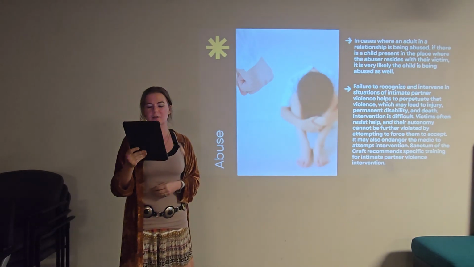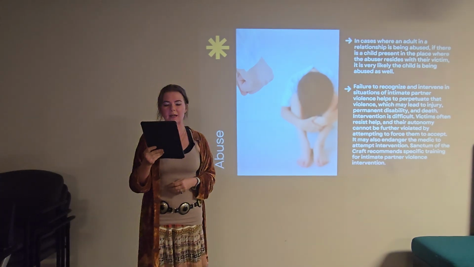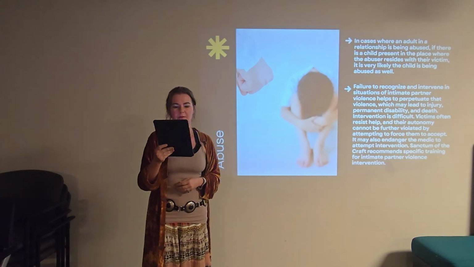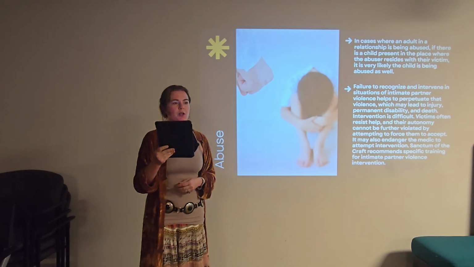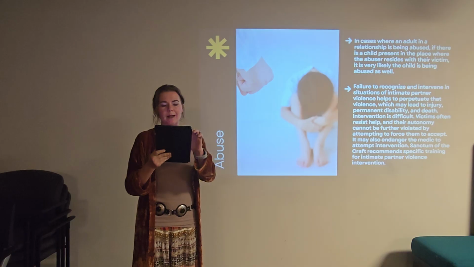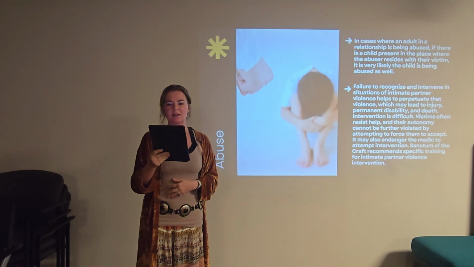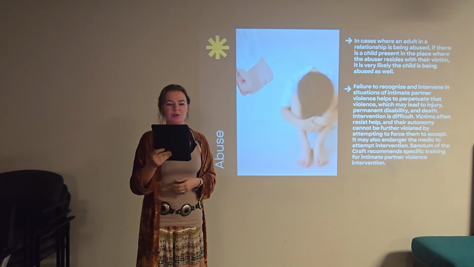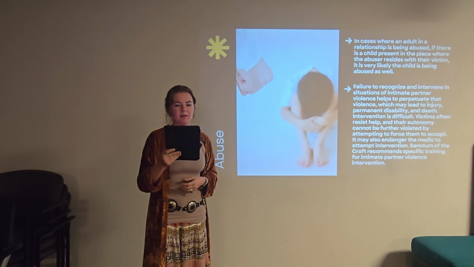In cases where an adult in a relationship is being abused, if there is a child or children present in the place where the abuser resides with their victim, it is very likely that the child or children are being abused as well. Failure to recognize and intervene in situations of intimate partner violence helps to perpetuate that violence, which may lead to injury, permanent disability, and death.